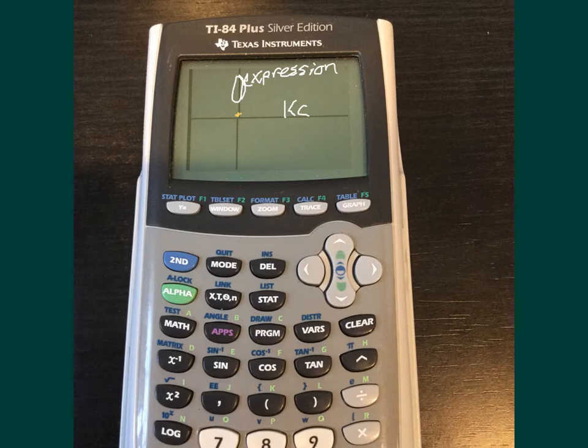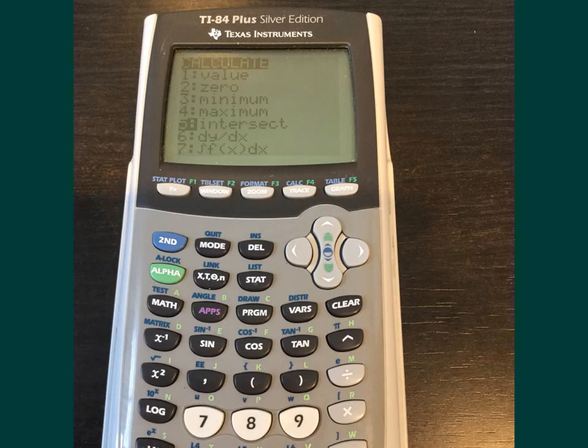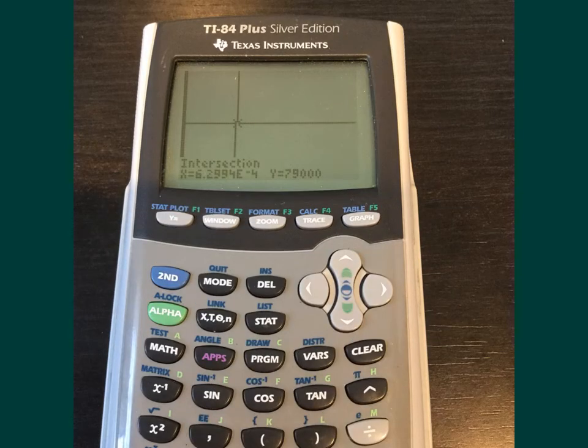So the way that I'm going to do this is I'm going to press the second button and then the trace button right there, and that will get me CALC. Okay, so you go ahead and do that. We pull up this menu, calculate. Okay, and we want to select down here intersect. We're looking for the intersection of those two graphs. So you scroll down to number 5, press enter, and the screen will ask you for various things.